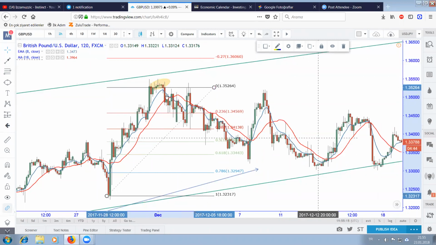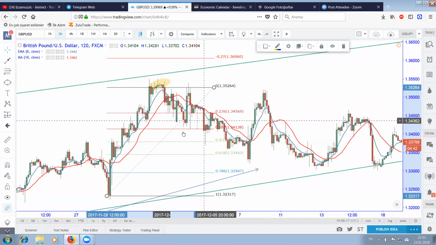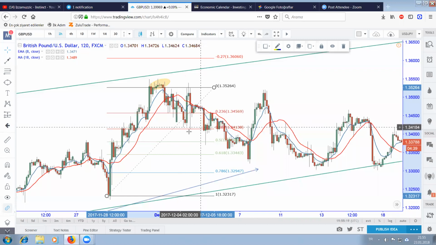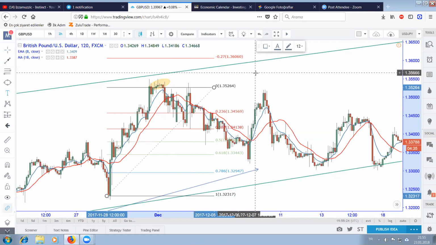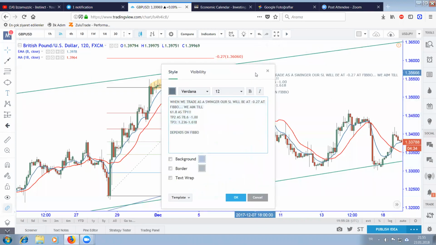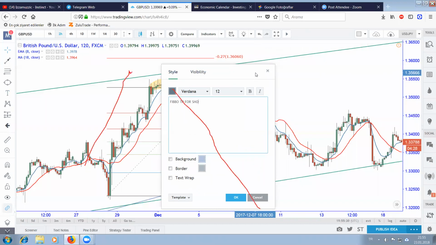Again, we are aiming, at that moment, which starts from the 38 point. Again, when I was telling this through John, it starts from the 38 point. Fibonacci take profit for short time frames.